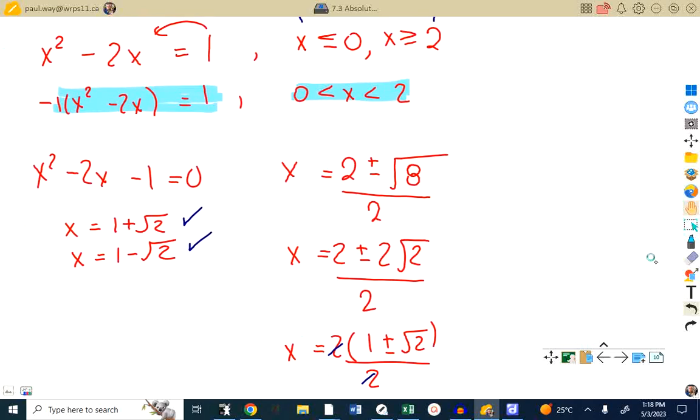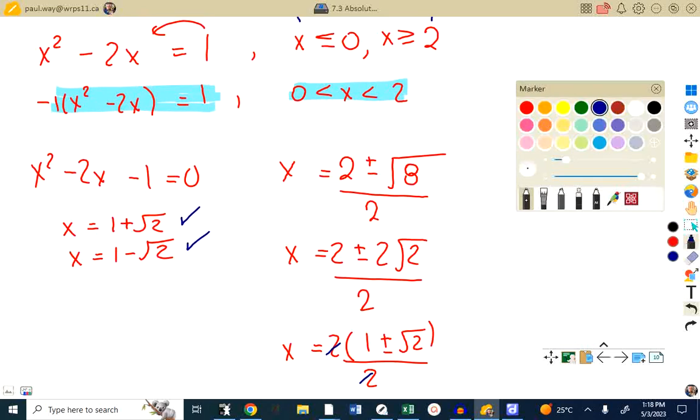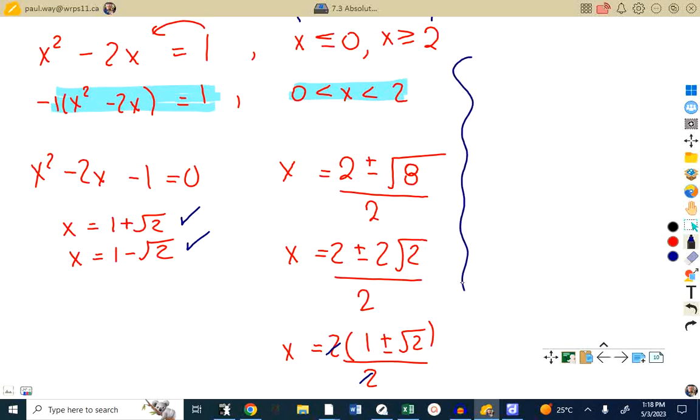Well, you can organize your space however you like. I'm going to write this on the right-hand side of my page where I've got a little bit more room. My second equation is negative x squared plus 2x equals 1. So I've multiplied this through. I'm going to zero the equation by moving all of the terms to the right-hand side.